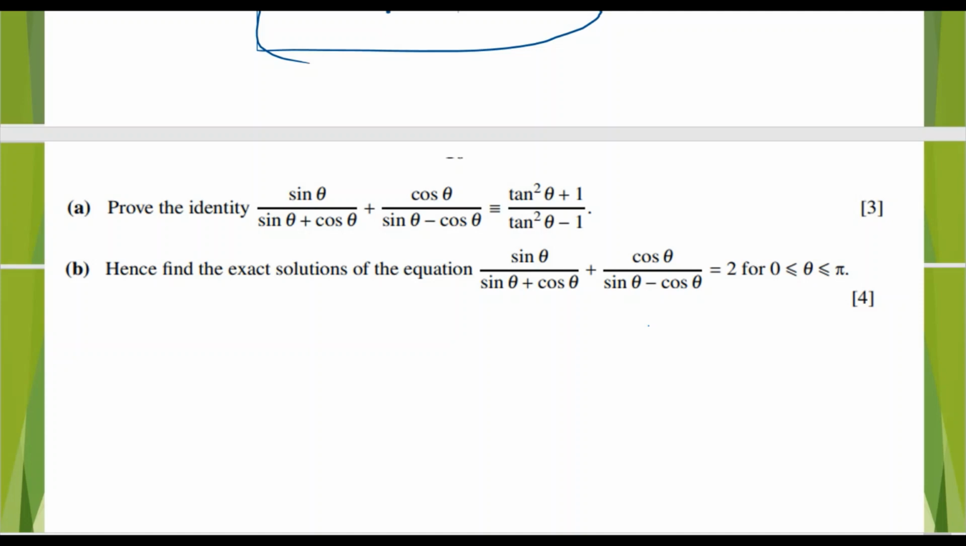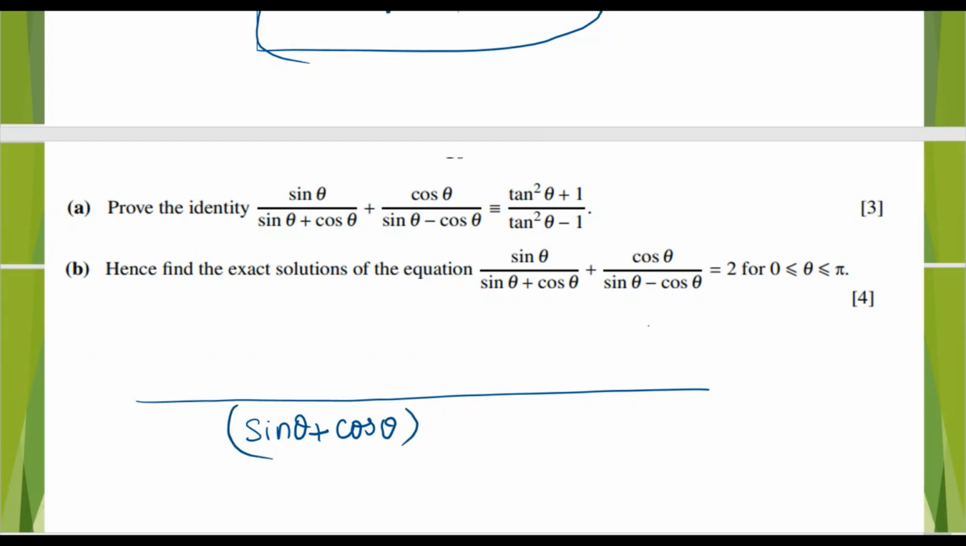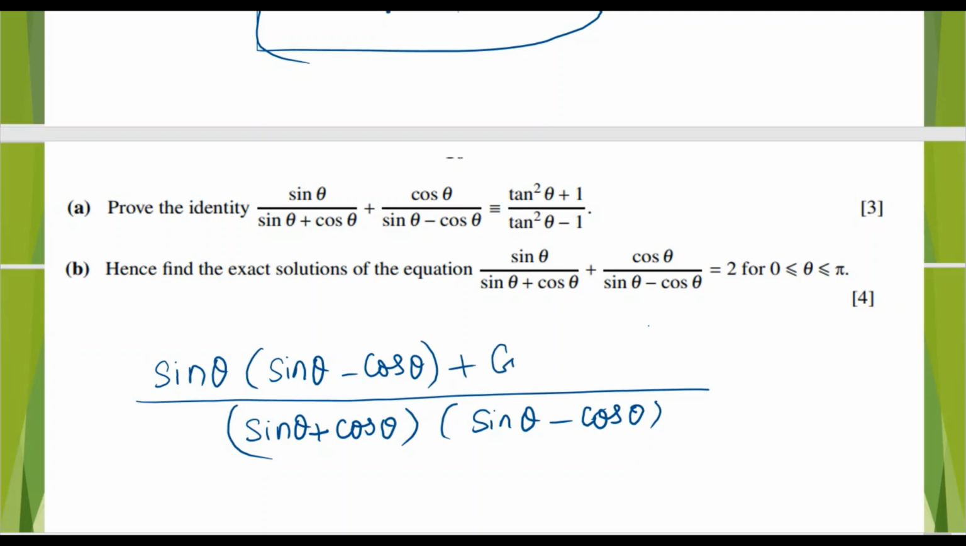Using common denominator, we will take sine theta plus cos theta multiplied by sine theta minus cos theta. So we are taking this as a common denominator. So sine theta is multiplied by sine theta minus cos theta, plus cos theta is multiplied by sine theta plus cos theta.